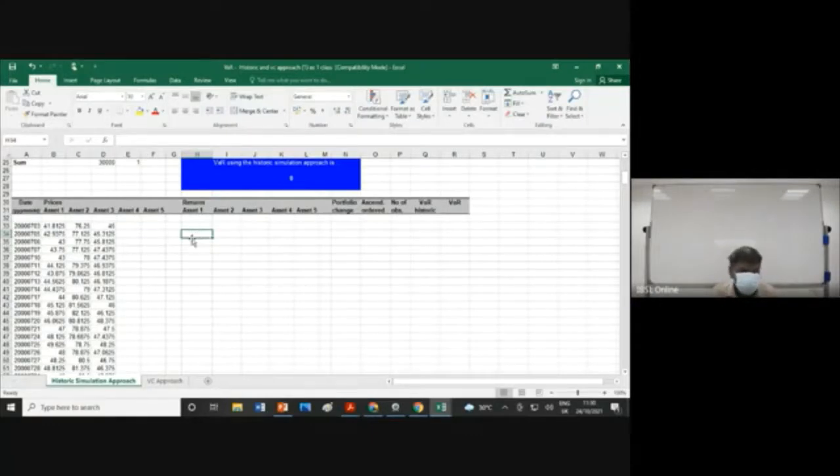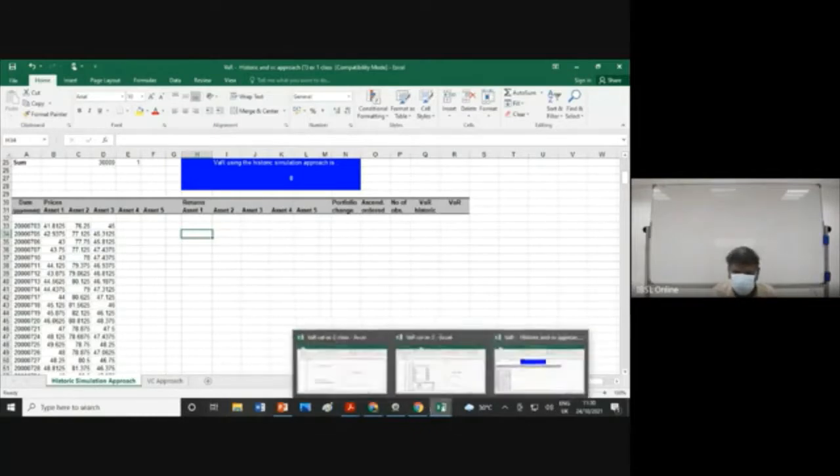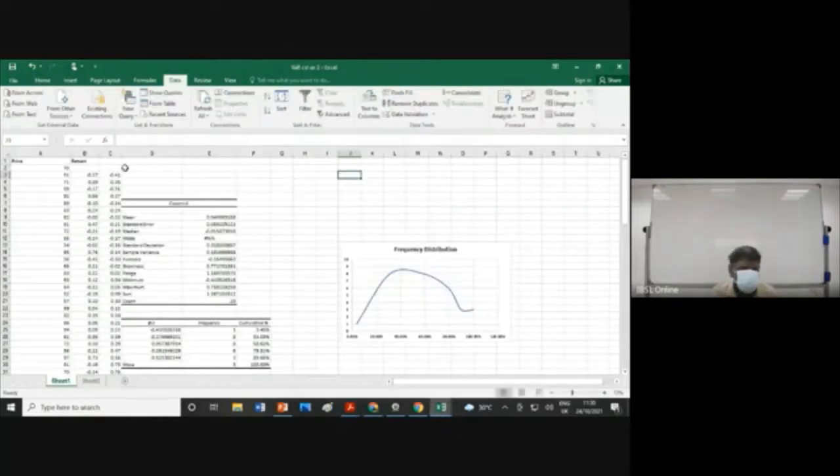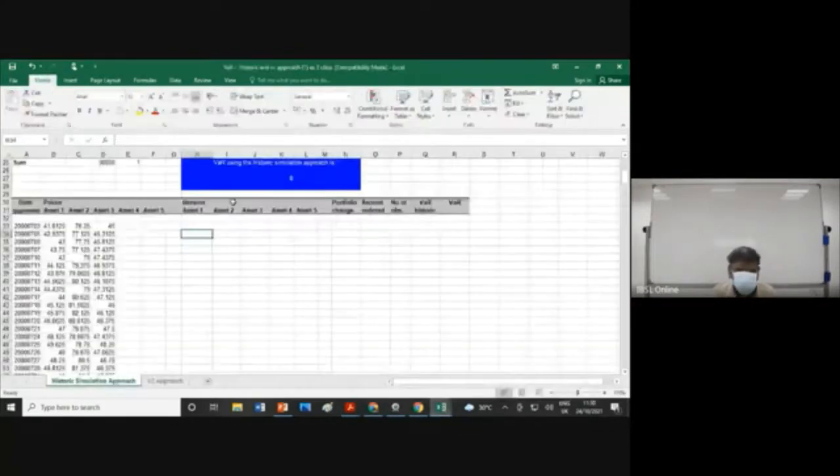Now earlier, remember we looked at the simple return method to compute the return: current price minus previous price divided by previous price. But now we can use the natural log function, that is ln. Log natural function is ln, right? So it's simply natural log of this divided by this. I will show you in the worksheet.